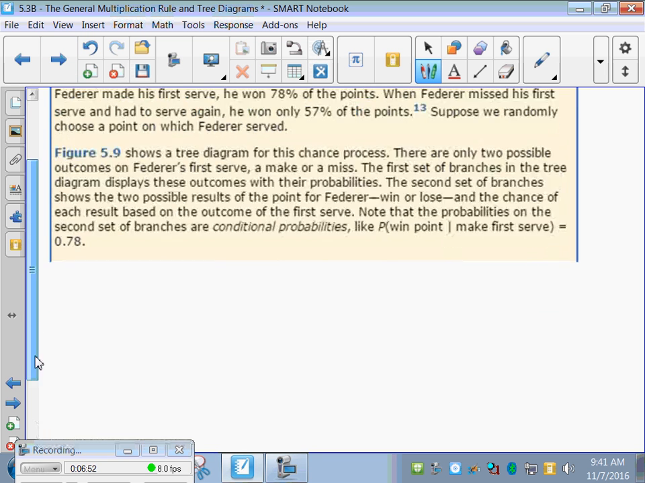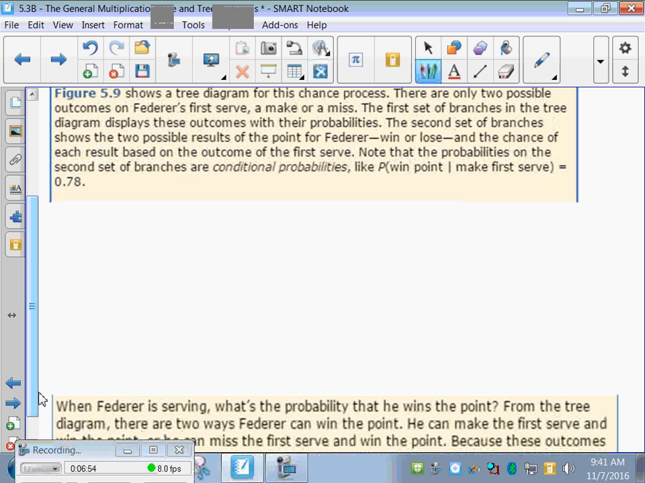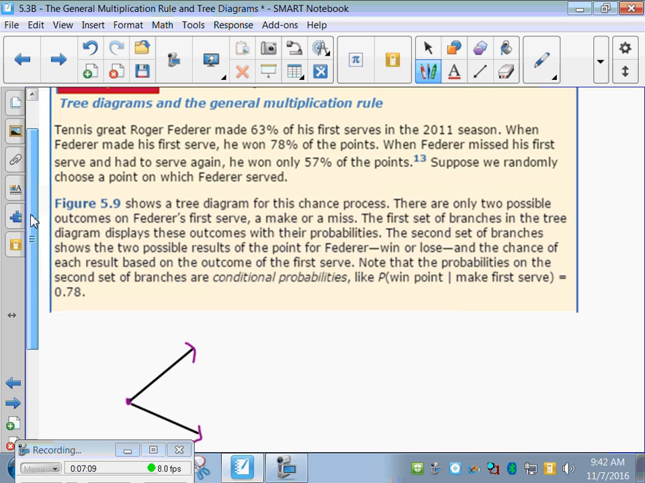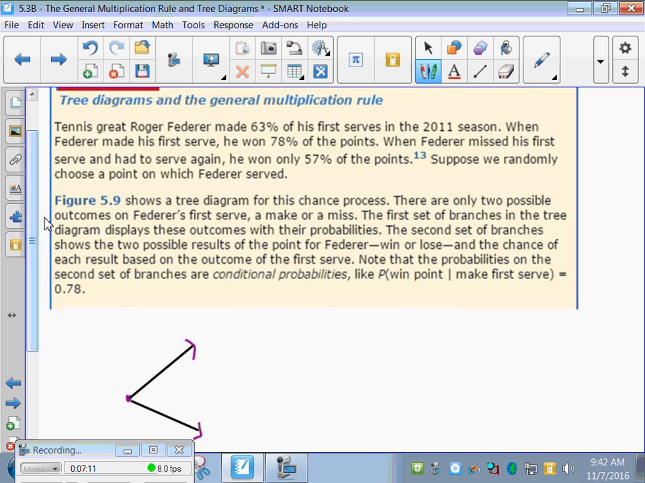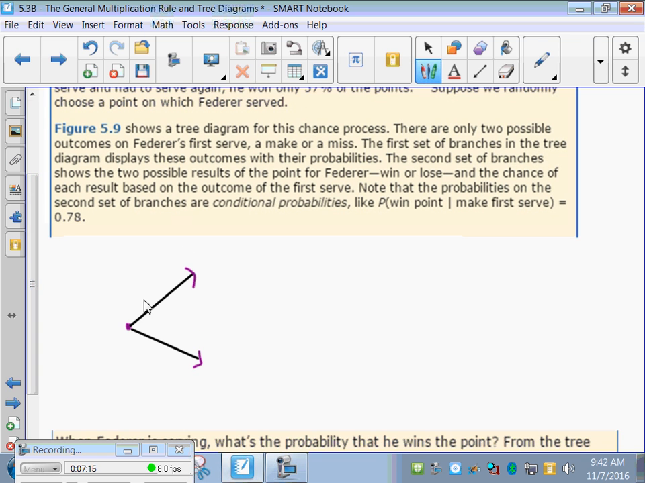You guys can write down this tree diagram with me. Okay. So first serve, we've got a couple things. Draw a little arrow for our tree diagram. Okay, so he's either going to make or miss his first serve, right? So there's a 63% chance that he's going to make the first serve. So I'm going to put a 0.63 here, and what that means is that he makes his first serve.